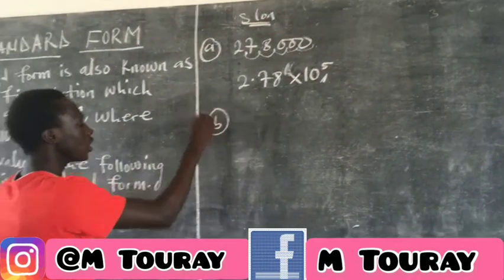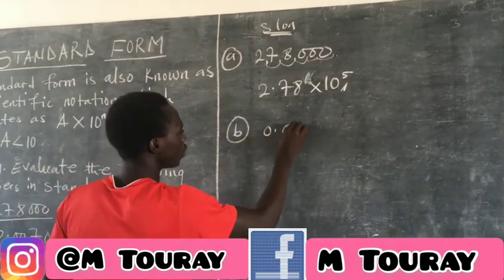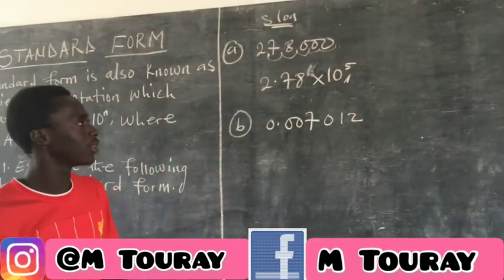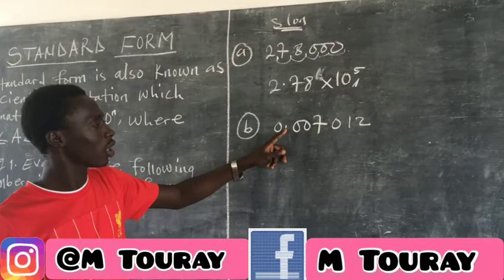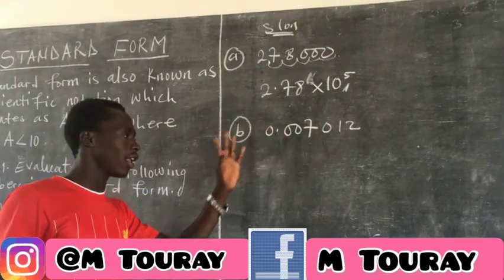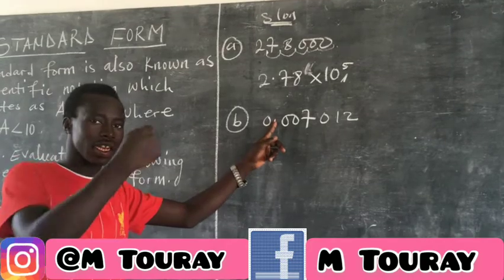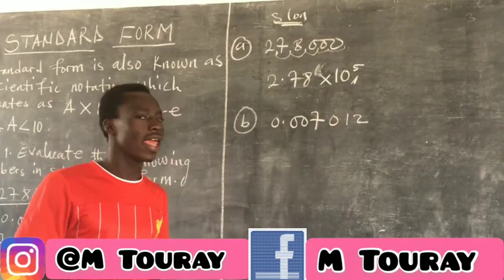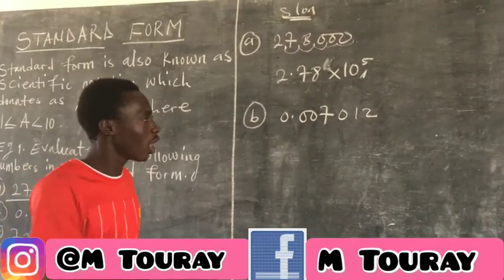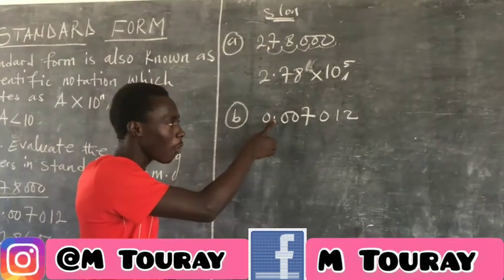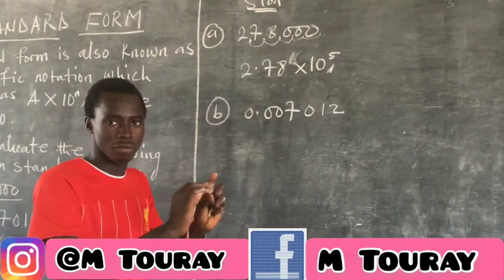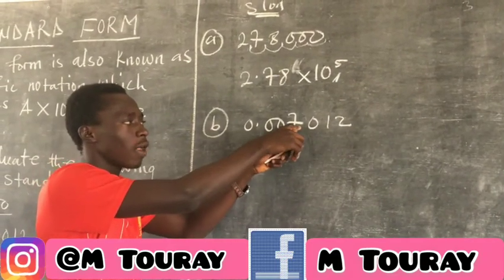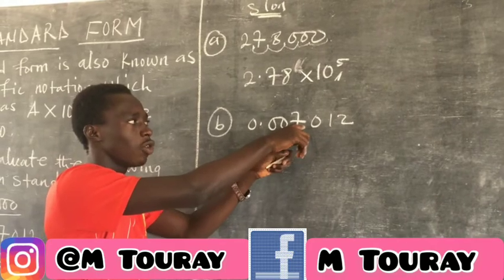Now B. We have 0.007012 to standard form. Now this one is a little bit different. This one has the decimal point at the left hand side. If the decimal point is at the left hand side, when you start moving the decimal point from the left hand side to the right hand side, the power will be a negative power. You have to move the point until you have the first and second number apart from 0, and stop there.